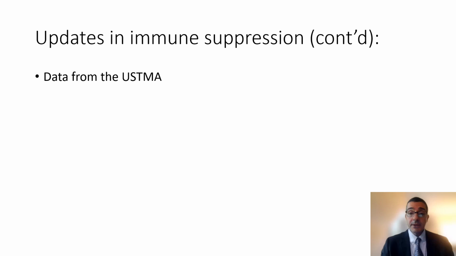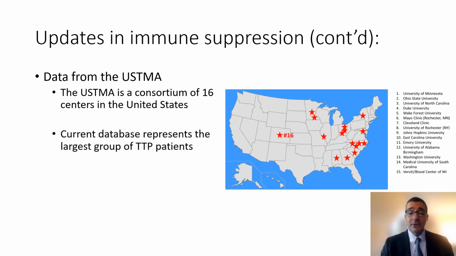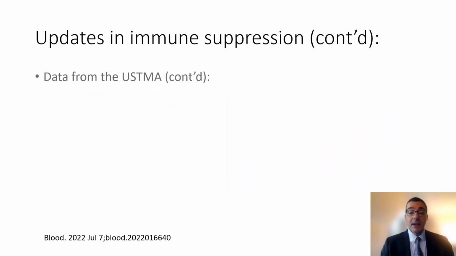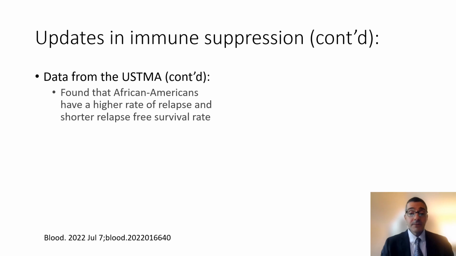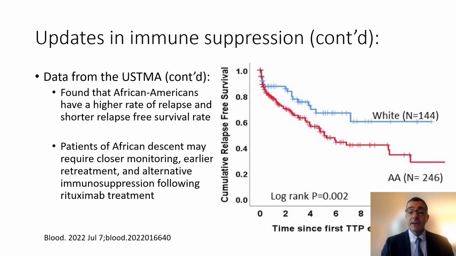And what about another most recent update from the USTMA? Since everyone is on this call, this is a consortium of 16 centers, including Colorado, and this represents the largest group of TTP patients. In a study that was just recently published, we found that our African-American patients have higher rates of relapse and a shorter relapse-free survival. In other words, they tend to relapse, and the time at which they do is shorter than those of Caucasian descent. What this means is that we probably need closer monitoring, probably earlier treatment. And if this occurs after rituximab, perhaps something else might be needed. This is novel data, and it's thanks to the participation of our patients in the USTMA.